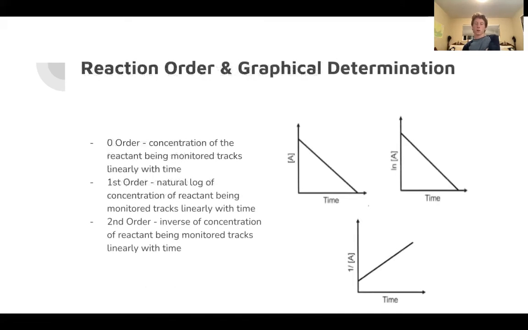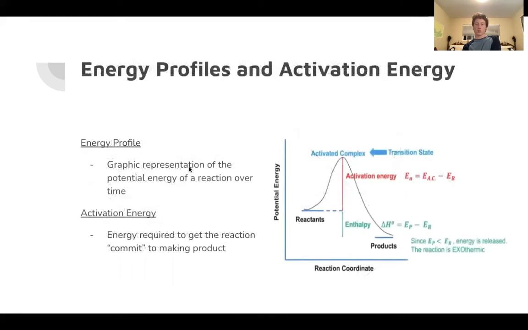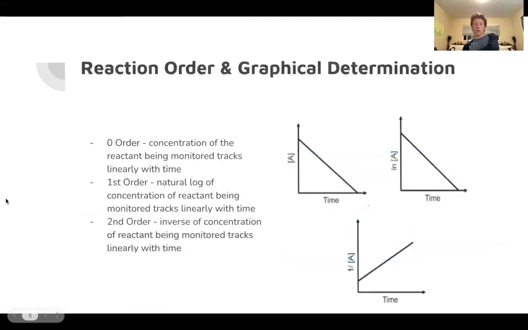All right, so this is reaction order and the graphical determination of reaction order. So zero order, which is up there on the left: when you graph the concentration of the reactant being monitored against time, it is linear. And then with first order reactions, which is just on the right of that, when you graph the natural log of the concentration of the reactant being monitored, it is linear.